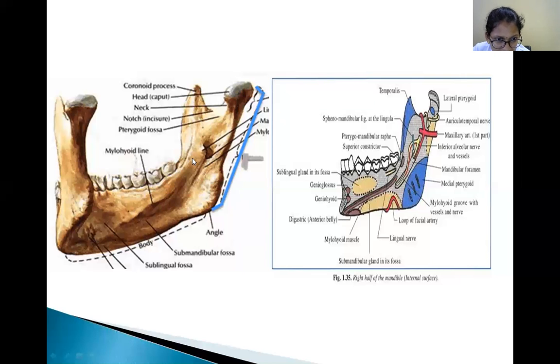See, and next, this is the mylohyoid line. Already we had discussed it in the body. It arises from the third molar teeth.